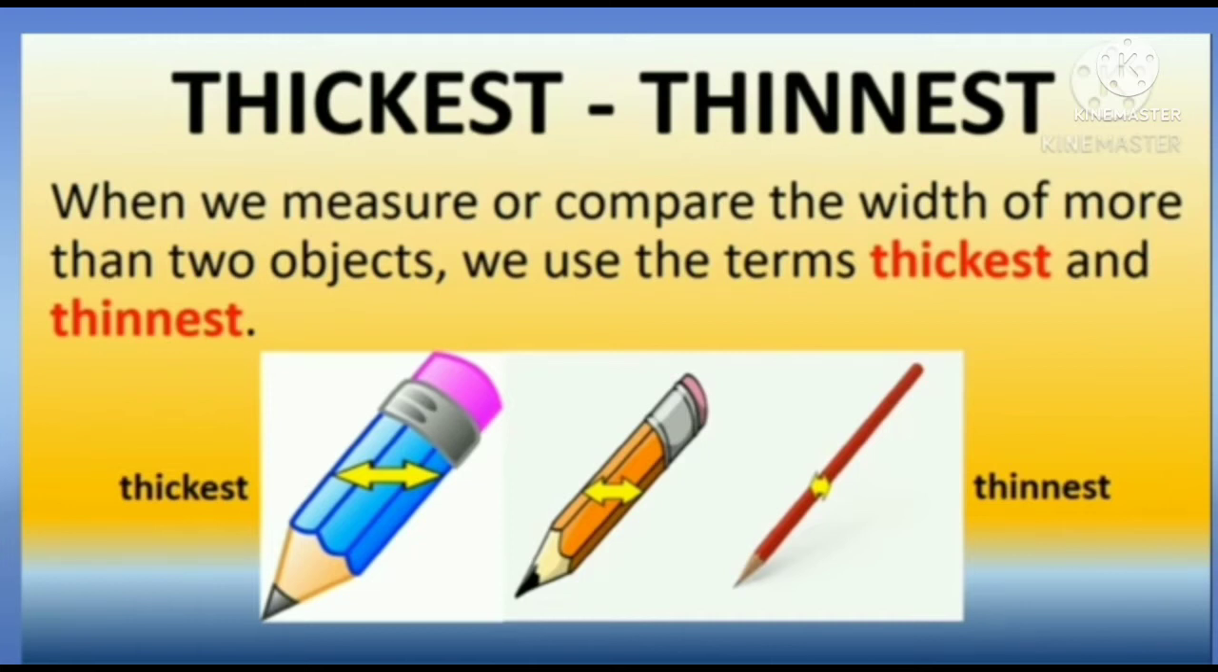Now students, what do we have here? We have three pencils. Now students, look at the blue pencil. Its width is more than the other pencils. So we can say the blue pencil is the thickest. Now look at the third pencil. The width of the third pencil is less than the other pencils. So we can say the third pencil is the thinnest pencil.